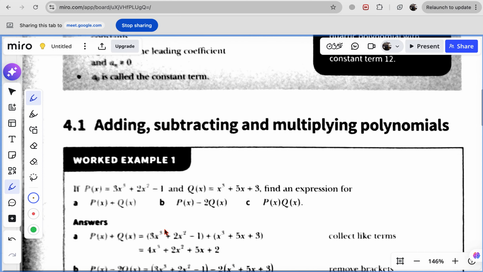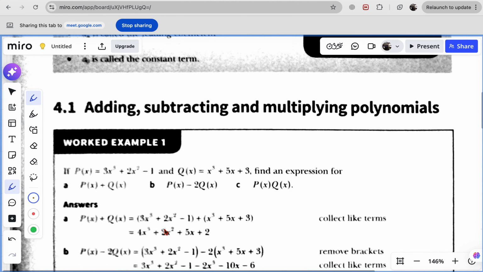Now let's take a look at examples: adding, subtracting and multiplying polynomials. Let's start with addition, subtraction, and multiplication of polynomials. Polynomials, like we said, can be anything to power anything down to a constant. So let's assume p(x), the first polynomial, is 3x to the power of 3 plus 2x to the power of 2 minus 1. This is the first polynomial, we call it p(x). And the second polynomial, q(x), is x to the power of 3 plus 5x plus 3. This is the second polynomial, q(x).